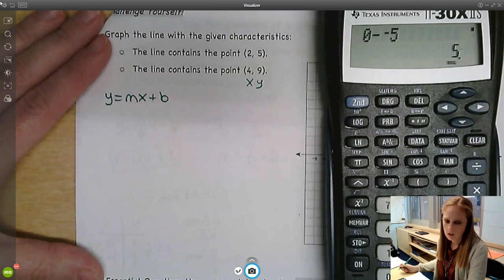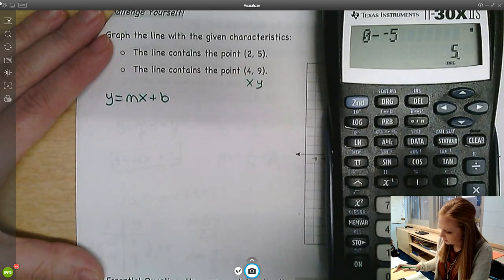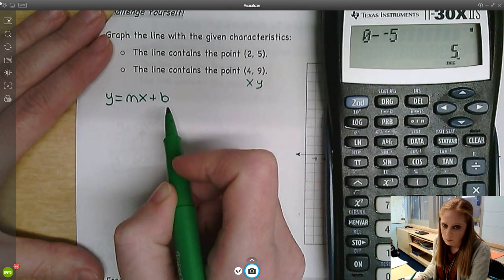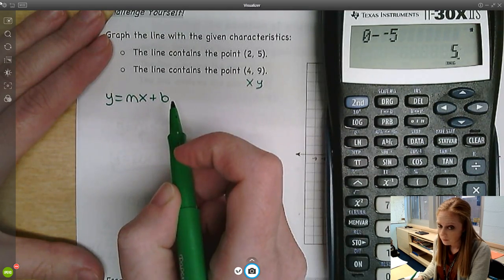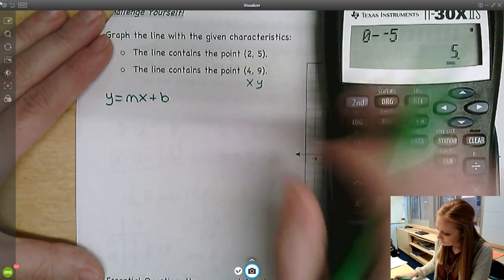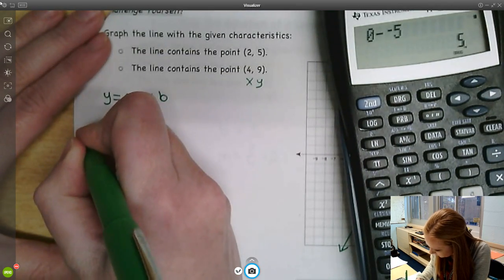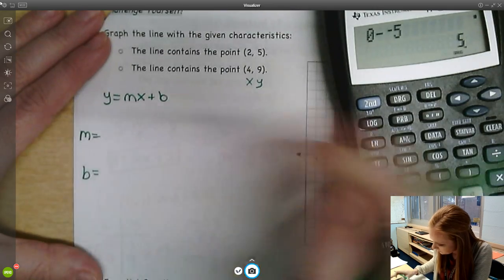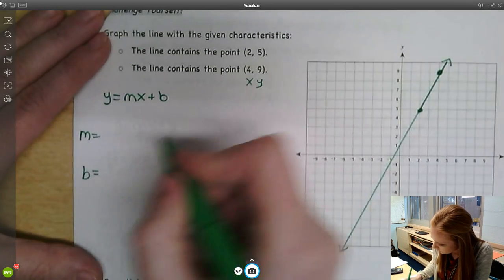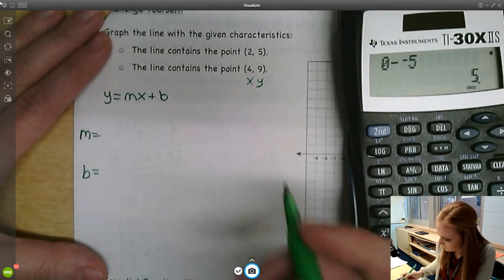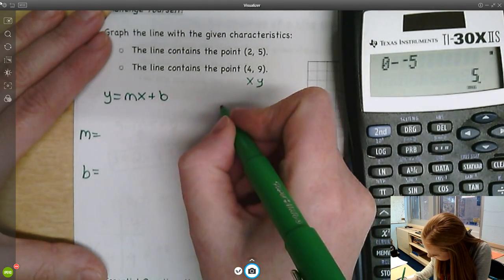Okay. Let's see. We don't know the m and we don't know the b. But we can find the m by using a table. So I'm just going to write off here. We need the m and we need the b. Okay. So one way to find the m is by using a table. Right? I forgot I was supposed to cover up the graph. All right. So let's put these in a table.